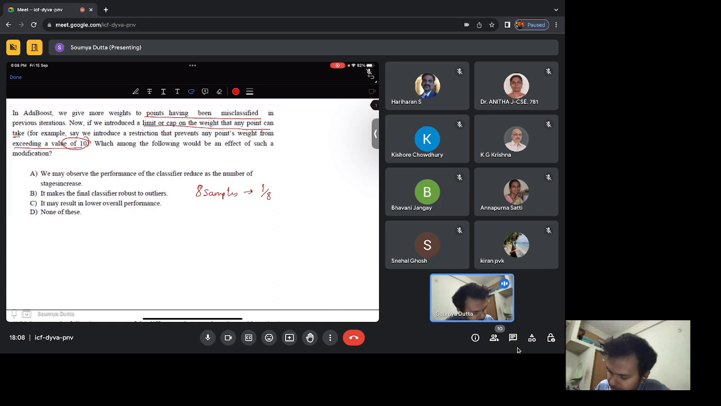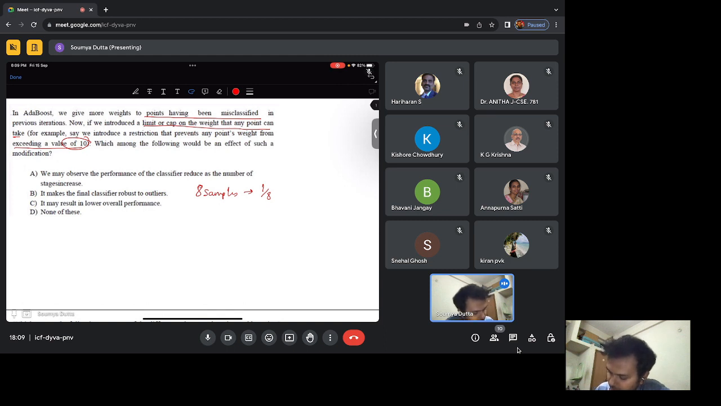But now the upweighting prevents any point's weight from exceeding a value of 10. So let's say you are trying to upweight a sample, but whenever the weight exceeds 10, you fix it to 10. Even if it is 12, you fix it to 10. Even if it is 100, you fix it to 10. In such a case, what would happen?